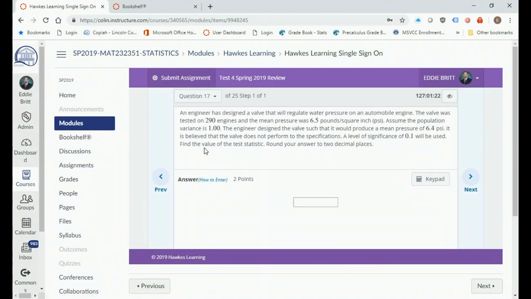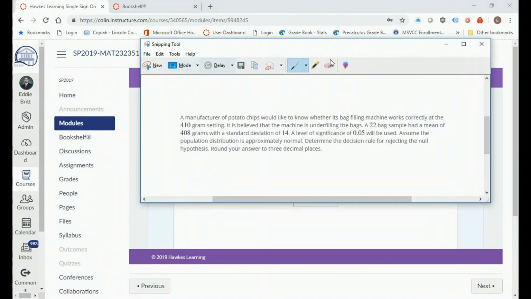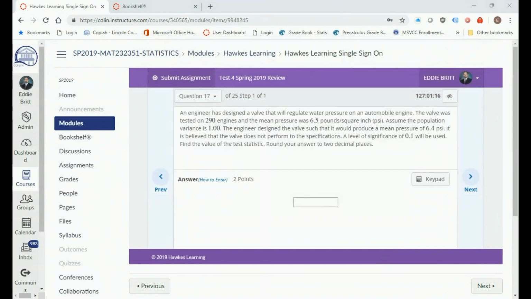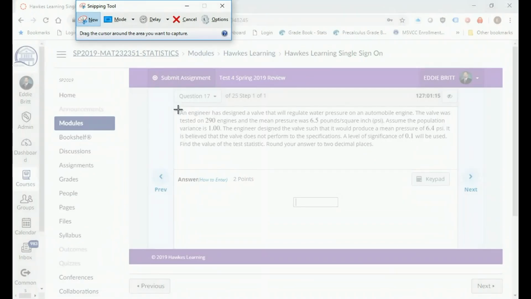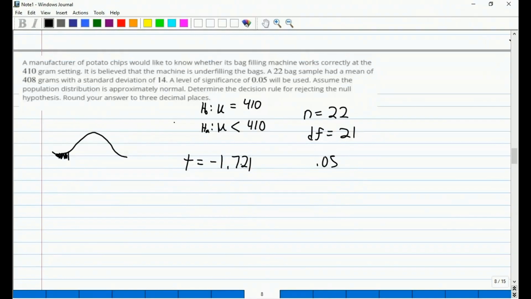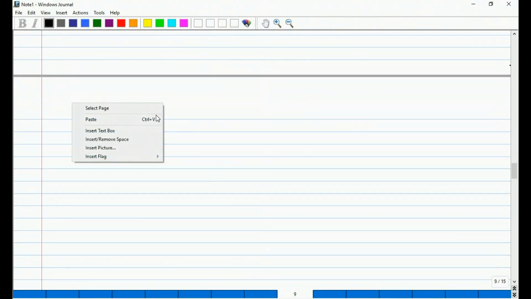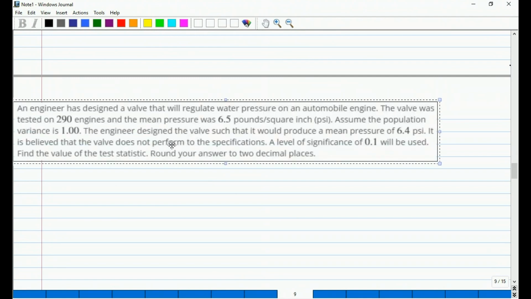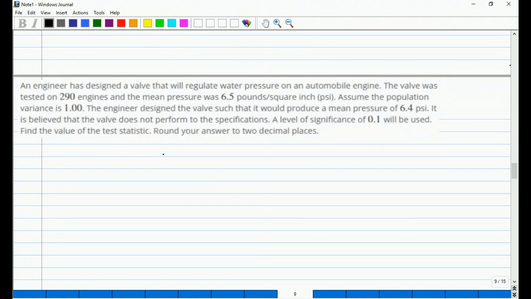All right, here we want to find a test statistic. So we'll copy this over. Try to speed this up a little bit. I know it's kind of dragging on. A lot of these problems are the same.